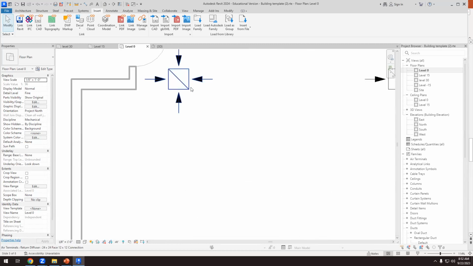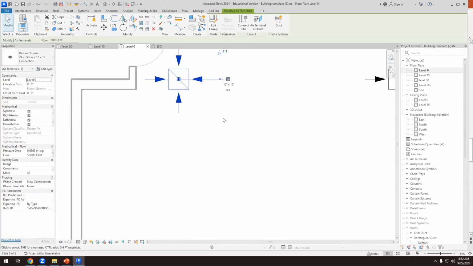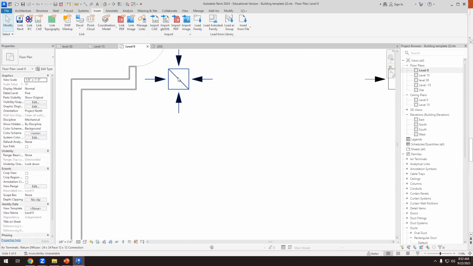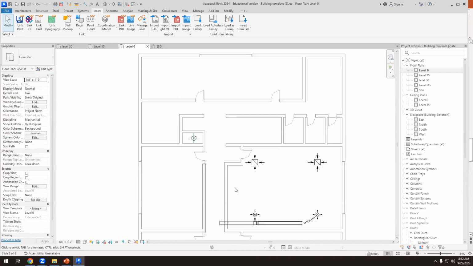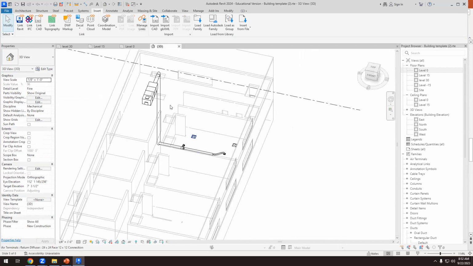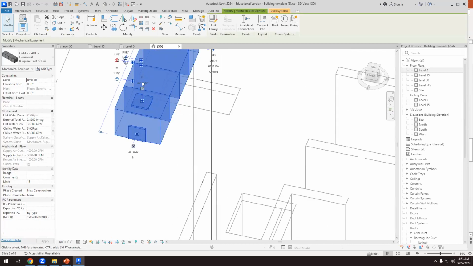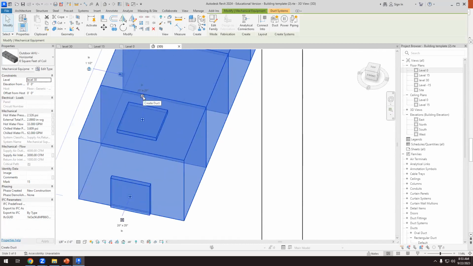You see what a return diffuser is? A return diffuser is something that has arrows going towards the diffuser. That means that it's collecting the air inside the building. And you see that this square with this diagonal line is the same thing that we had in this. The symbol is the same. So that's why we have to connect return diffusers to this symbol, because this symbol is different.